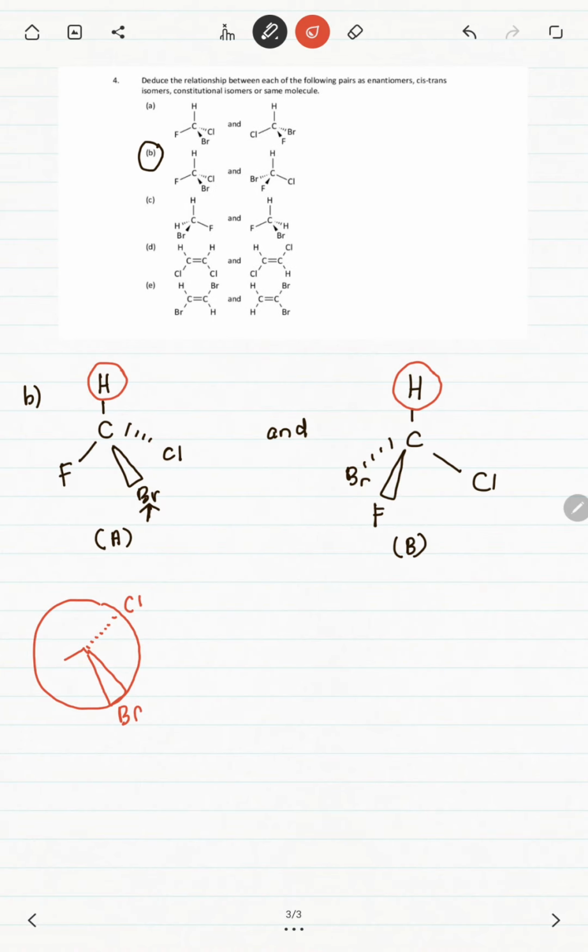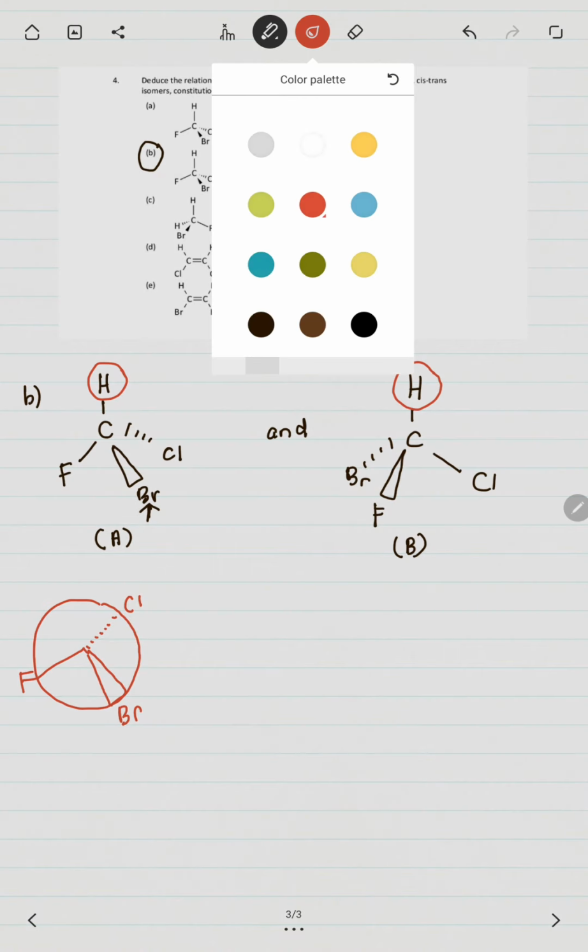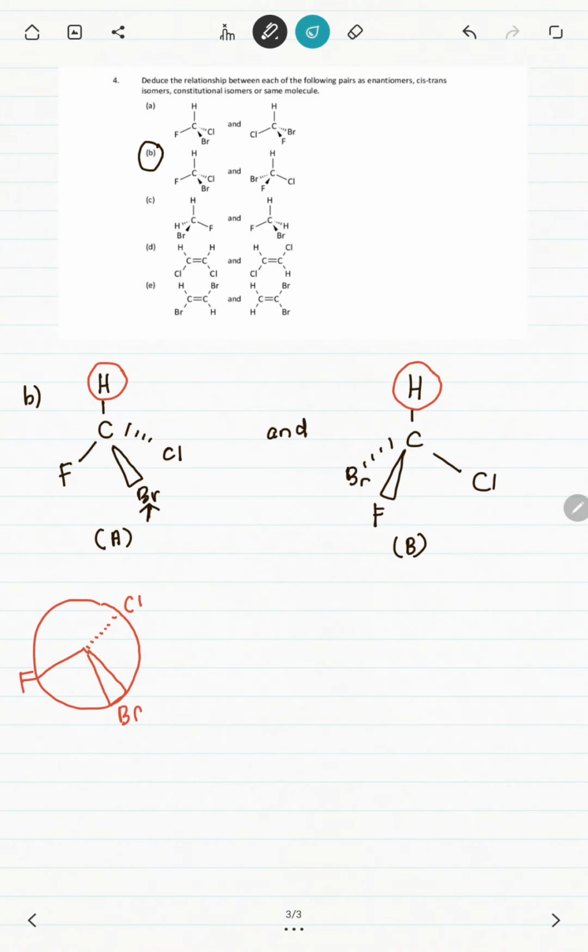Bromine, and the plane projection is fluorine. So what happened here? We need to rotate it to find out what happened to the pairing for structure B. I focus on the bromine atom here. In structure A, the bromine atom is a front projection, but in structure B it is a backward projection. So what happened? Structure A, I rotate it here.